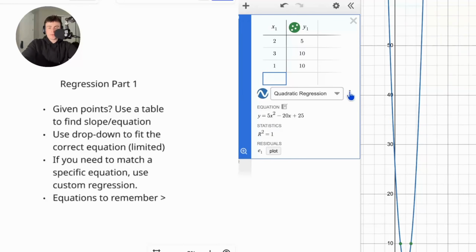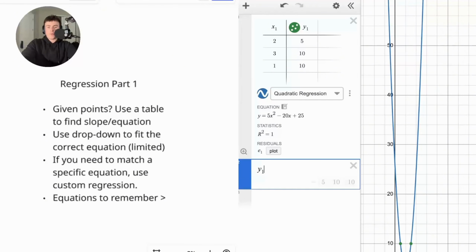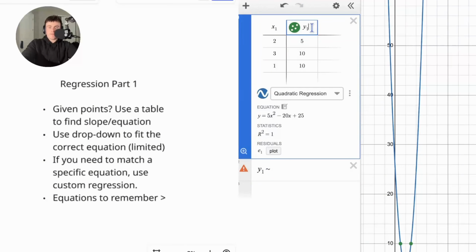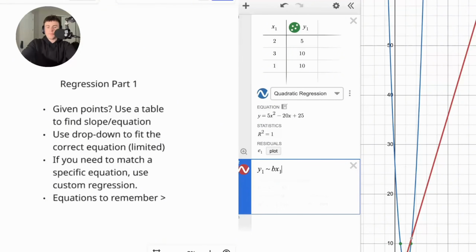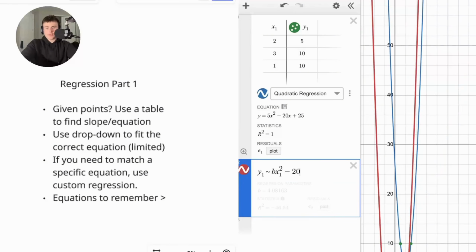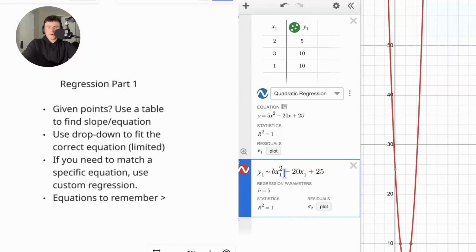Also, you don't have to click this little button right here. You just type in y1 tilde and then the equation, right? So basically what this does is it gives you the y1 values in the table, and then you relate it to the equation. So for example, b x1 squared minus 20 x1 plus 25. What this is going to do is solve for all the constants that you need using these points. And once again, you have x1s here and you have y1s.